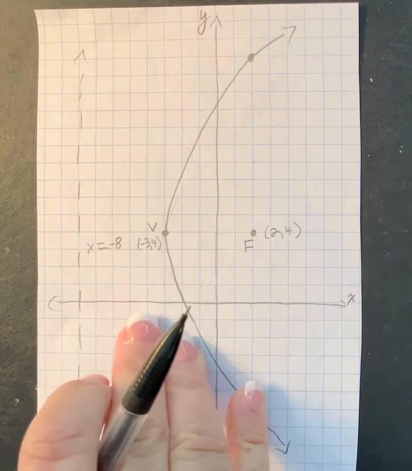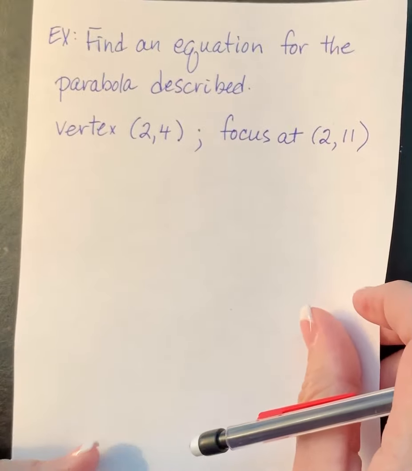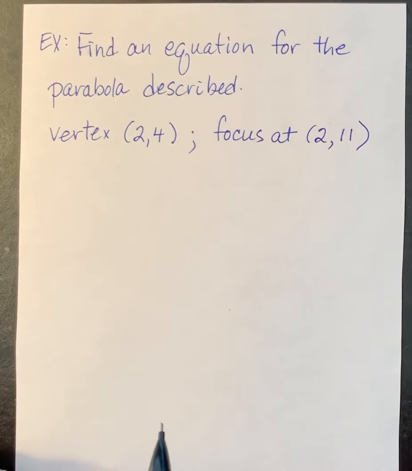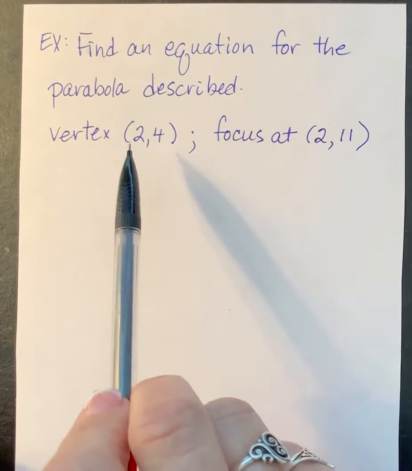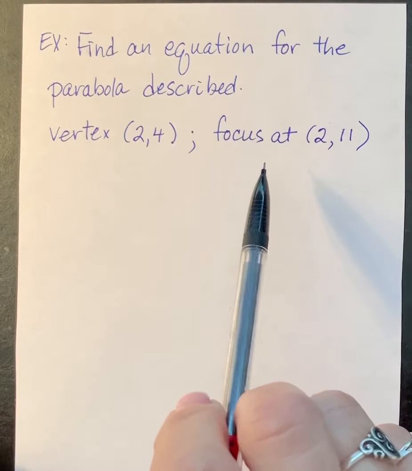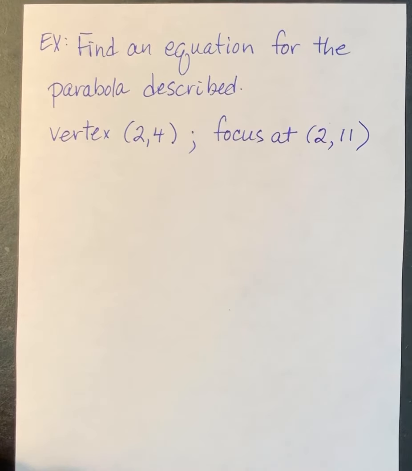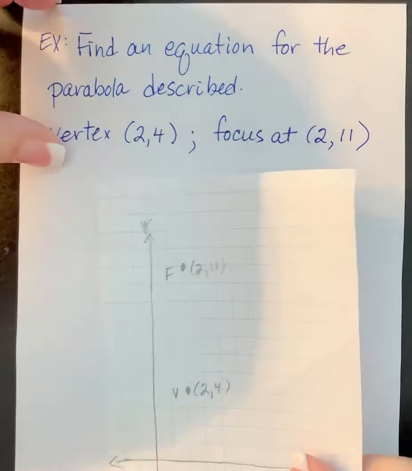Okay, one other problem. This again is a problem where the vertex is not 0, 0. Find an equation for the parabola described. They're telling us the vertex is the point 2 comma 4, and the focus is at the point 2 comma 11. Now you don't really have to graph it, but personally I find at least a rough sketch to be helpful.